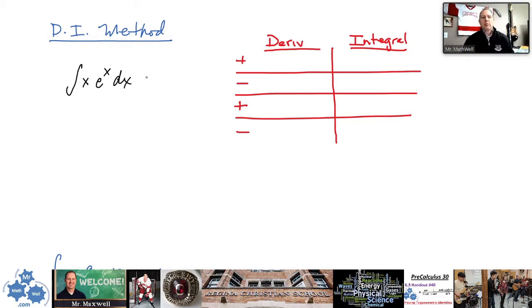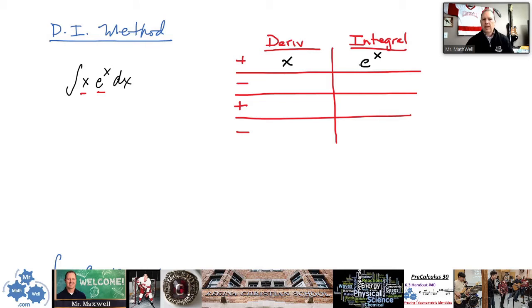What we want to do is place one of these functions in the derivative column and one of them in the integral column. Generally, if you have just a polynomial, that's the one you want to differentiate. Why? Because if you differentiate a polynomial, it only takes a few times of differentiating to get down to 0, which is really good in this method. So I'm going to put x right here. That means I'm going to integrate e to the x, and that's what you do.